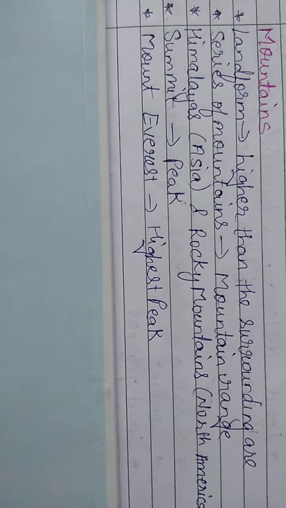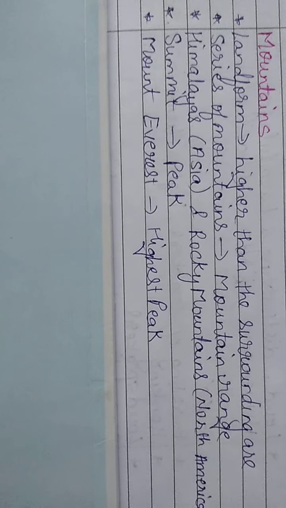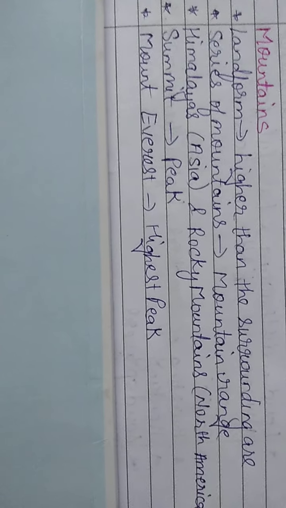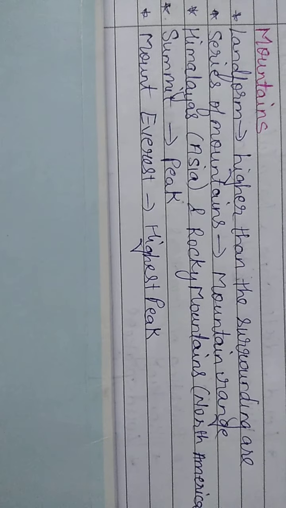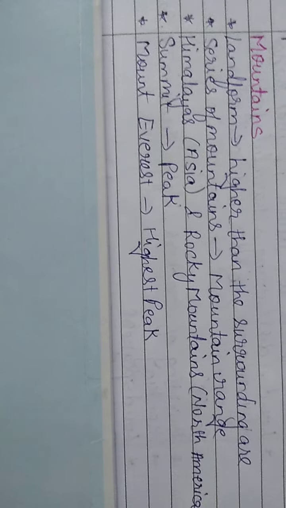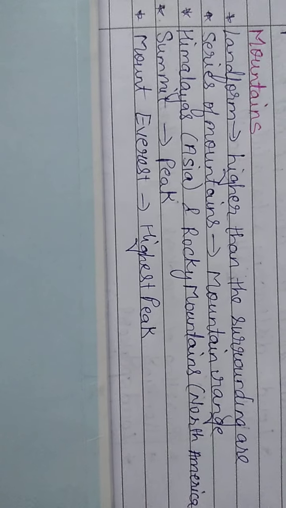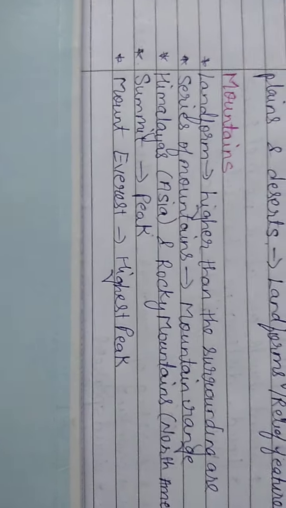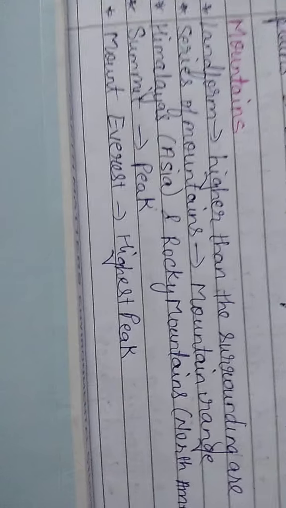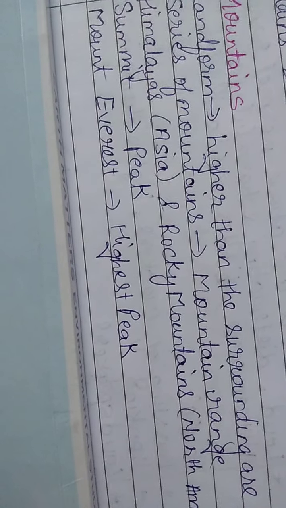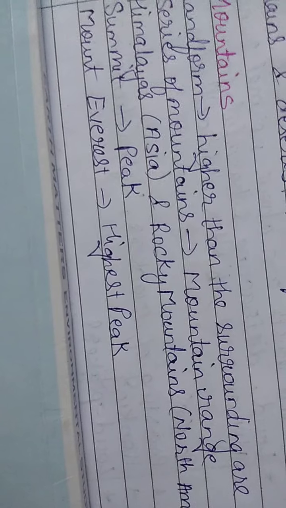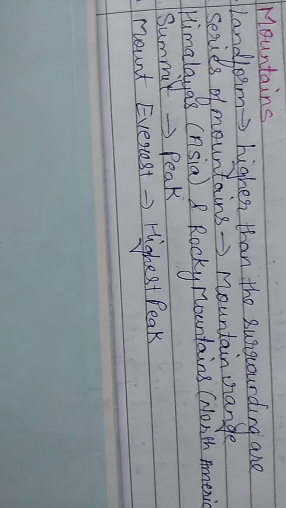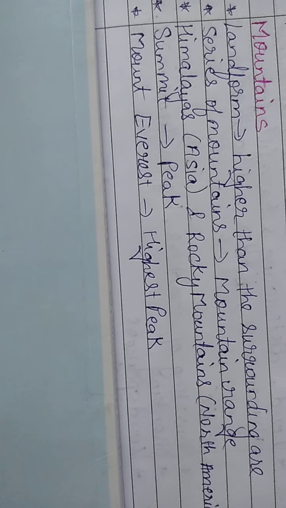Now when you look at a mountain, what do you see? You see a peak, the highest point of the mountain. It's also known as the summit. All mountains will have a summit. Now what do we mean by summit? Summit means the highest point of the mountain. So the highest point of the mountain is called the summit, or is known as the peak. The summit of a mountain is called a peak.